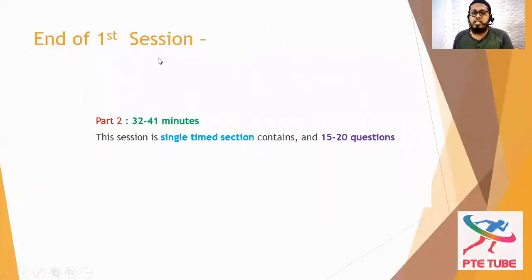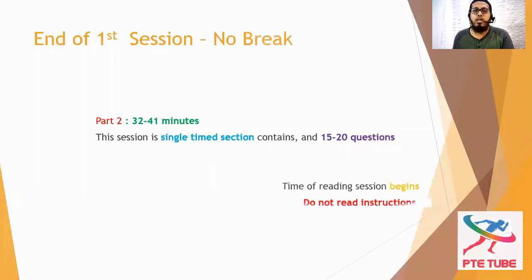At the end of the first session and the beginning of the second session, you will see a couple of instruction windows over here. You are not supposed to go through them, because separate time will not be given for you to go through. The time of the instruction screen is included in the whole second session. So you need not read and waste your time on reading the instructions of the second session. Instead, just click next and move on to the reading session. This session is a single timed section and contains about 15 to 20 questions. And after the first session, there is no break.